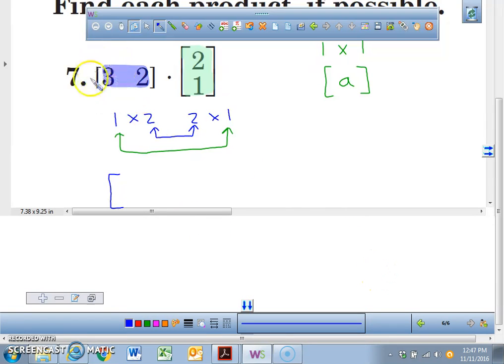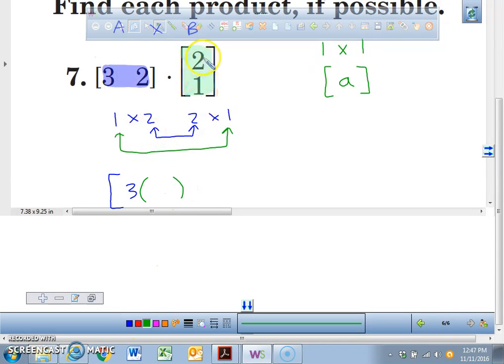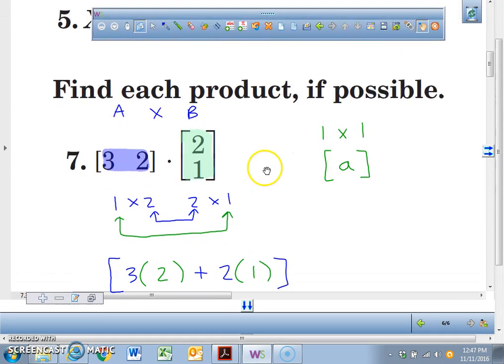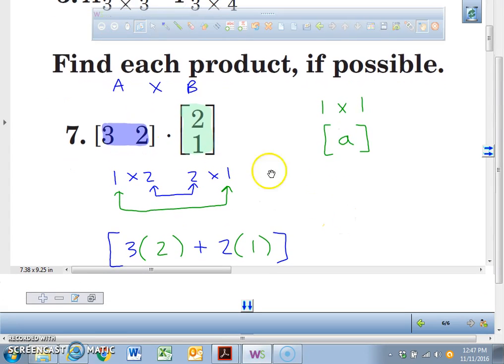You're going to take the first number in the first row, which is a 3. And you're going to multiply it to the first number that's in the first column, which is a 2. And you're going to add the second number in the first row times the second number in the first column. Now we're going to go over this pattern real quick. First comes first. All right? We took the first times the first, and we added the second times the second. See the pattern there? Okay. First times first plus second times second.